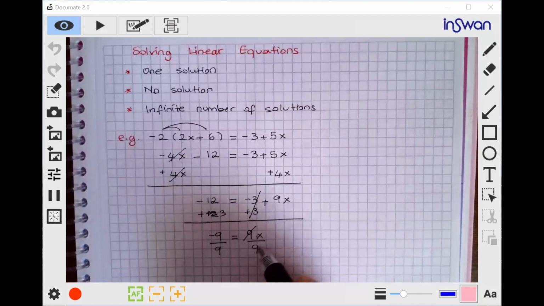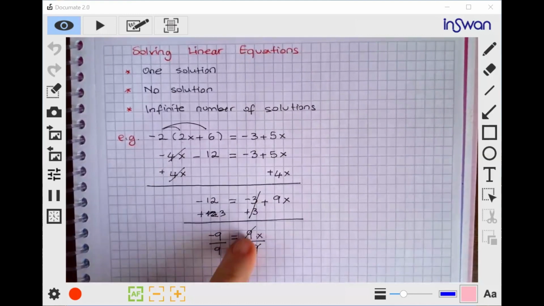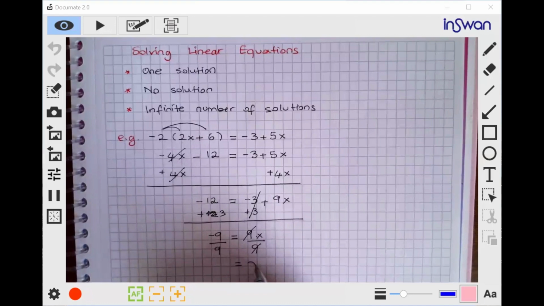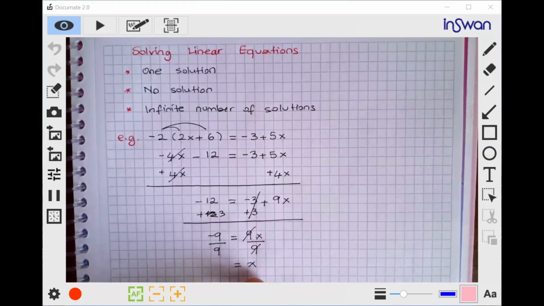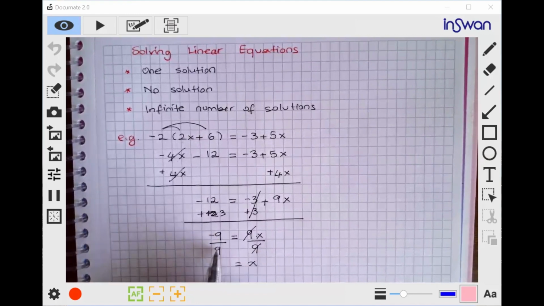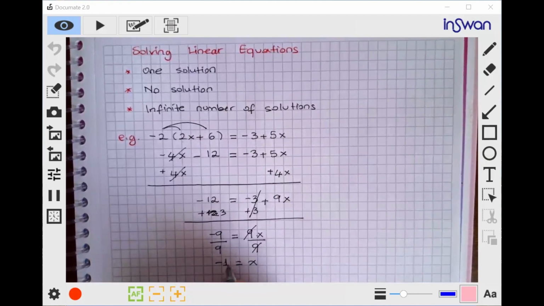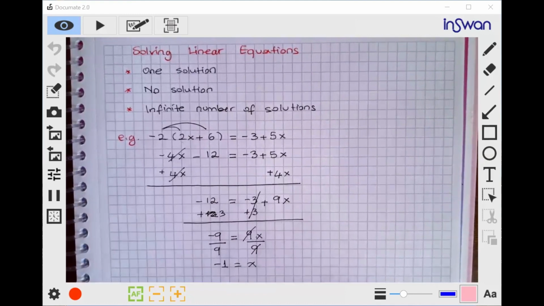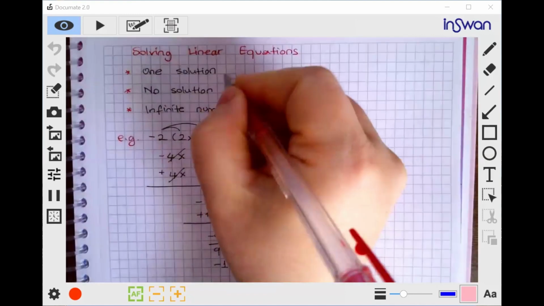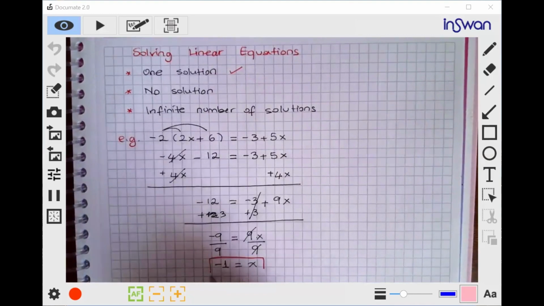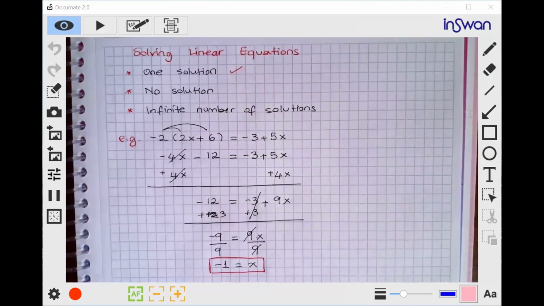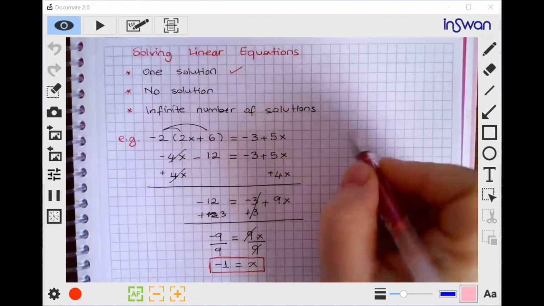So this is gonna cancel out that coefficient. It's gonna leave x alone by itself. So this is how we isolate x. And negative 9 over 9 equals negative 1. So we were able to find x as negative 1. So in this case, this is an example of an equation where we have only one solution, and it is equal to negative 1. So here we solved our equation.